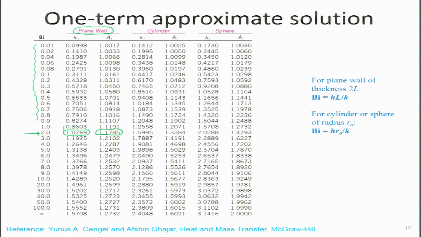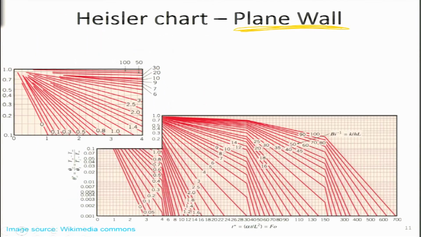So, let us go ahead and do a solved example which will help us understand this concept. The first solution that we will use in this solved example is this one term approximate solution. The second one, we will use the Heisler chart.